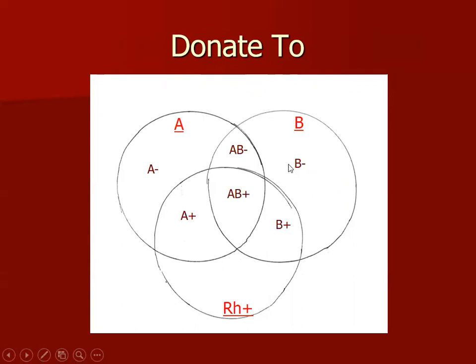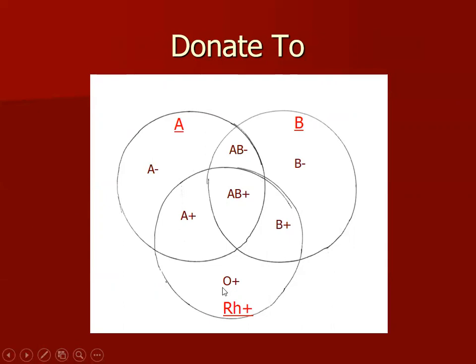Now, if you notice here, we have our middle ground. AB negative can receive from B negative and A negative. And then our AB positive can receive from A positive, A negative, AB negative, B negative, and B positive.